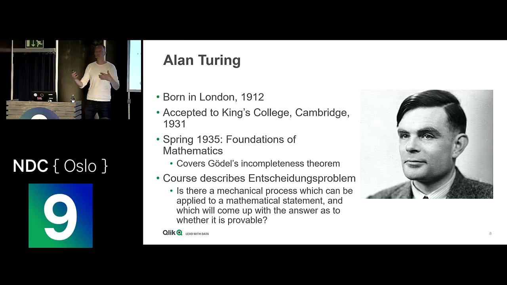And this must have set Turing's imagination going, especially his first part around mechanical process, because he starts thinking about what kind of machine would this be? What kind of process would that be? And what could it do? And more importantly, what could it not do? And this is where the Turing machine is born.